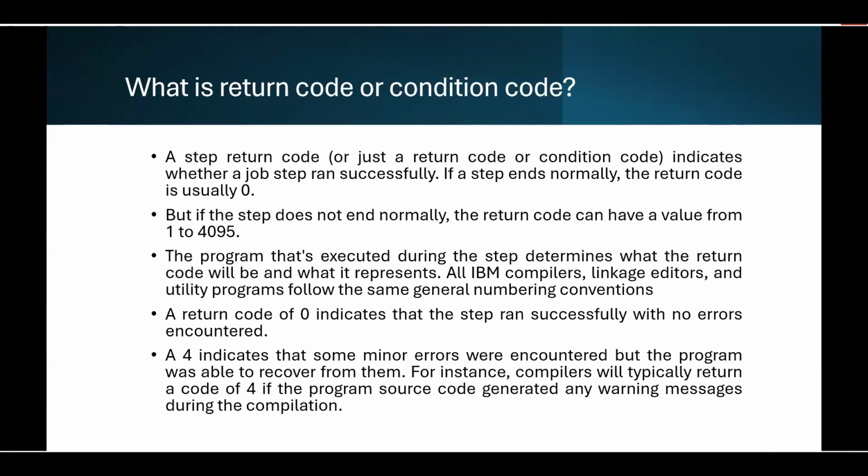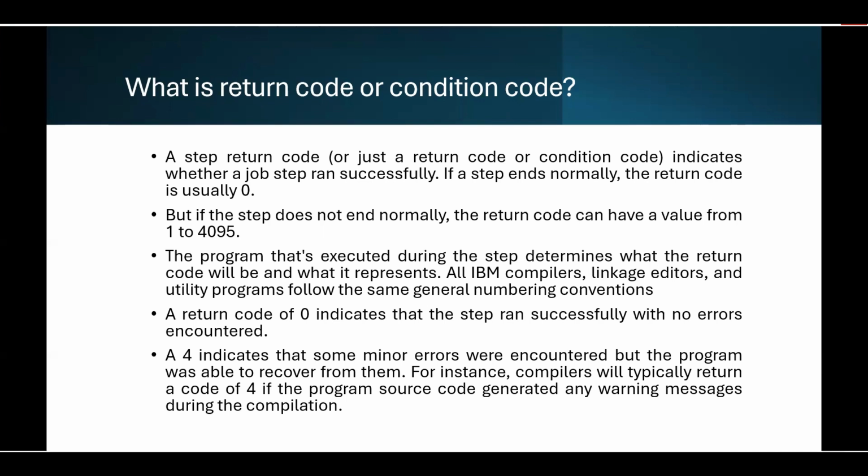If the step ends normally, then the return code is usually 0. And if the step does not end normally, the return code can have a value from 1 to 4095. The program that executed during this step determines what the return code will be and what it represents. So most of the time all IBM compiler, link editor and utility programs follow the same general numbering conventions.